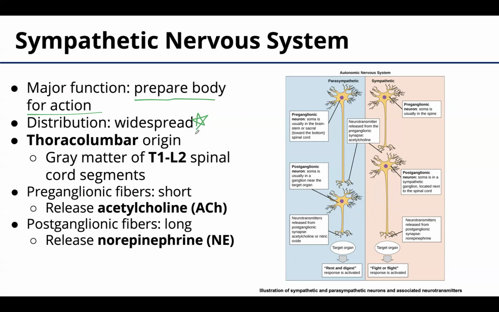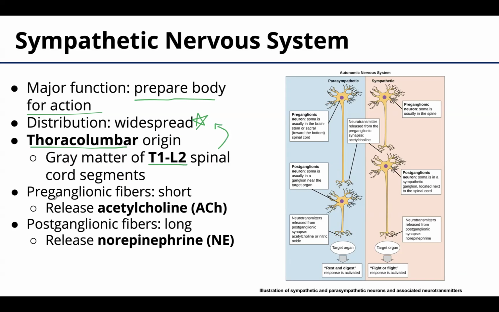Now, while you sometimes hear sympathetics referred to as the fight or flight system, you may also hear it referred to as the thoracolumbar division because of where these fibers originate. And they're going to originate in the gray matter of the T1 through L2 spinal cord segments. That is the only place in the whole body it originates, but from there it spreads widely. And we'll talk a little bit about how that happens a bit later in the curriculum.